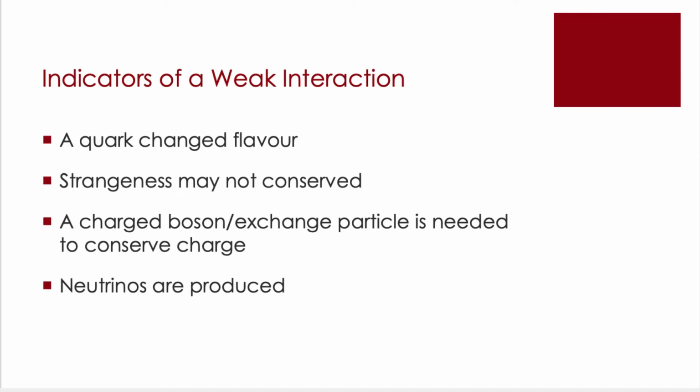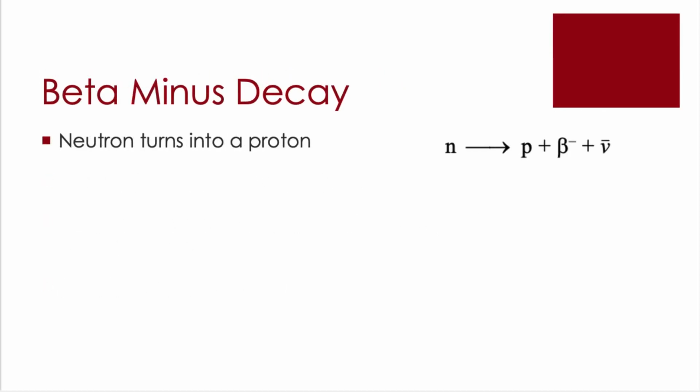I've already mentioned that in order to conserve charge, if it needs a boson with a charge, the only interaction that can do that is the weak interaction. And finally, another indicator that a weak interaction is taking place is if we have a neutrino produced. I already mentioned that the beta minus decay involves a weak interaction. So I've got one written down here, a neutron turning into a proton. This is a beta minus decay, and it also makes an antineutrino.